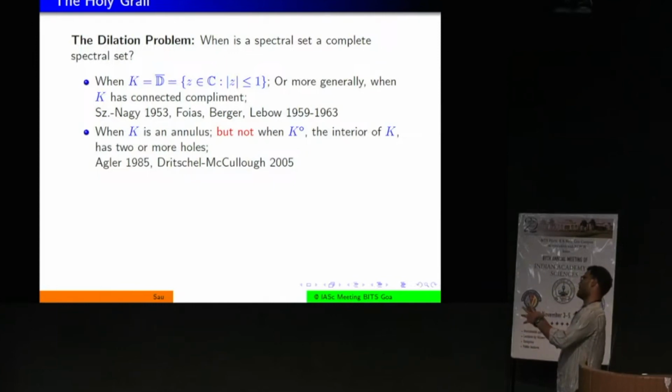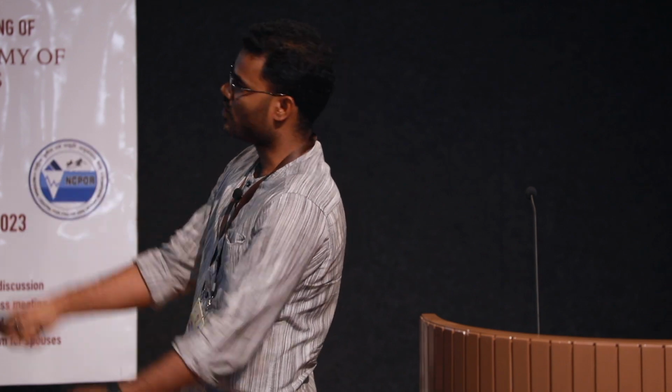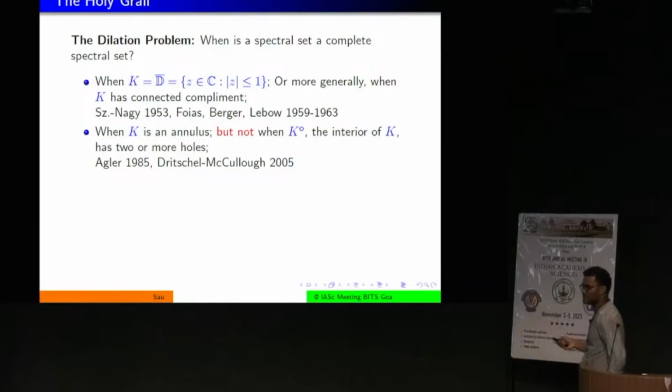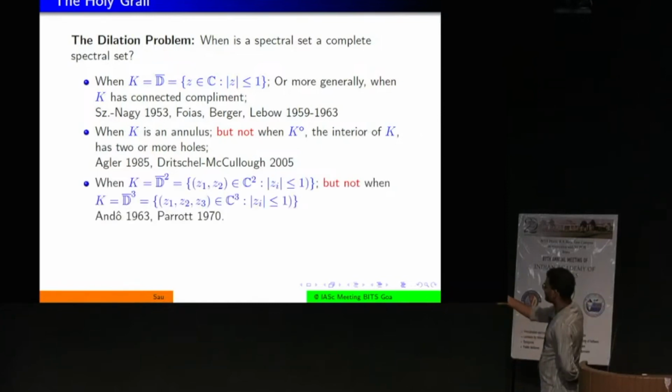So if you have a disk and you remove 2 disjoint disks from it, then it is not going to be a complete spectral set. There is an example. And I have also cited the work of the legends who have done this, the stalwarts.